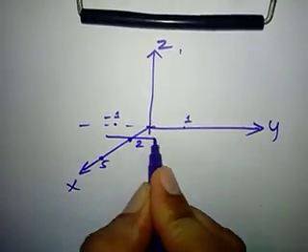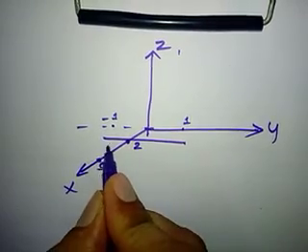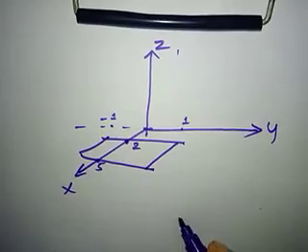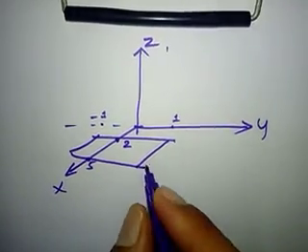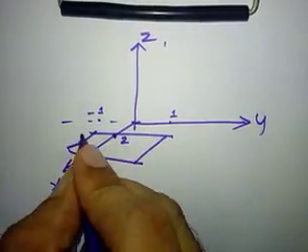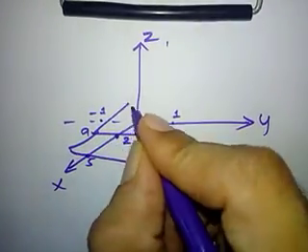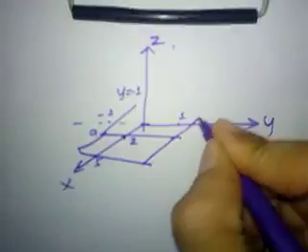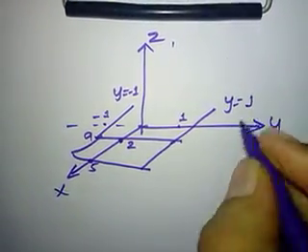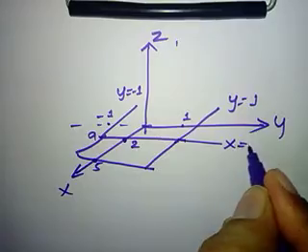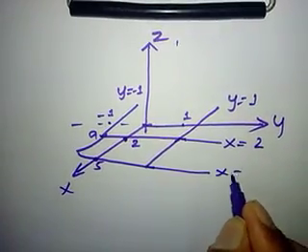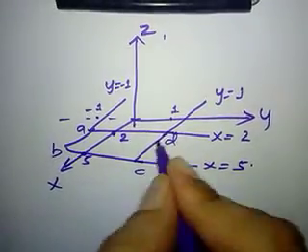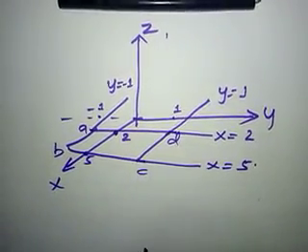So we can get a region here. This is our region. It forms a rectangular region, right? So this I take as a. This is at y is equal to minus 1. This is at y is equal to plus 1. This is at x is equal to 2, and this is at x is equal to 5. A, B, C, D, A. This is a path, right?